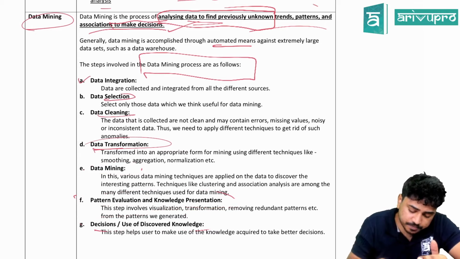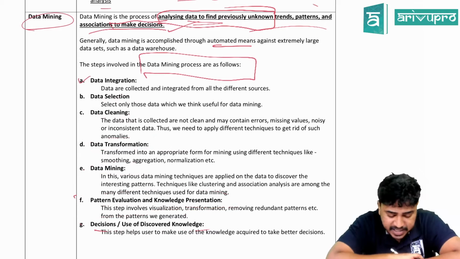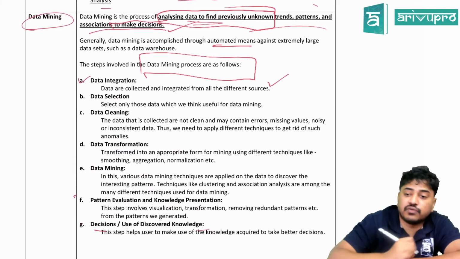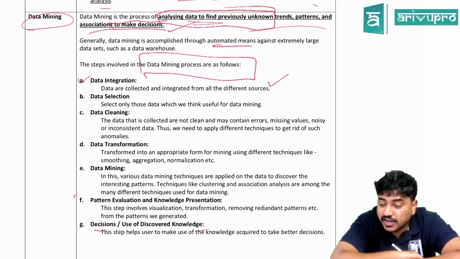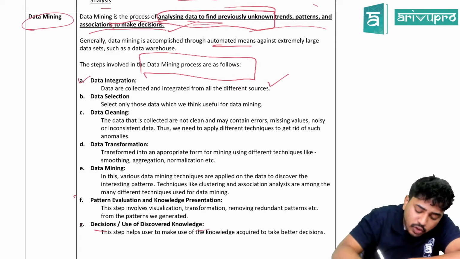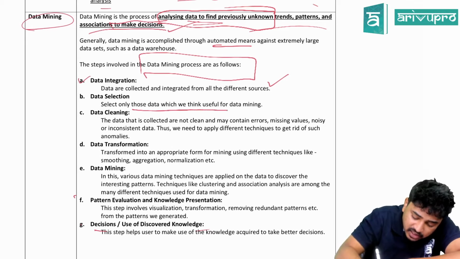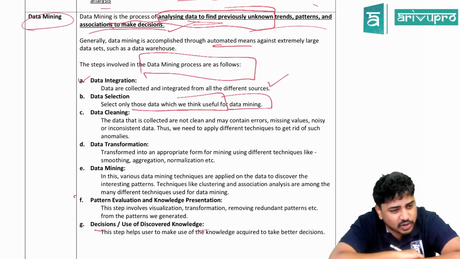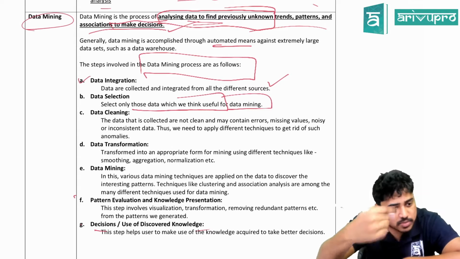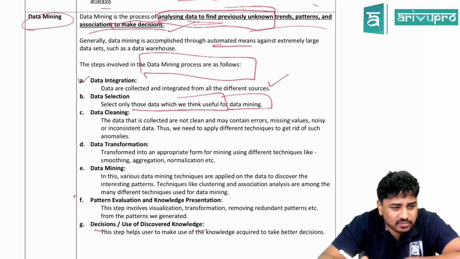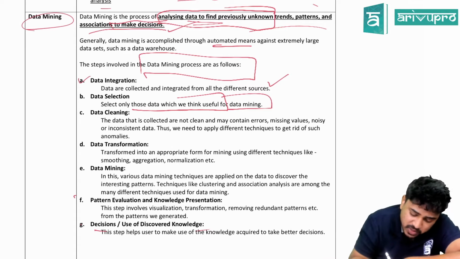Let's see. Now, data integration. Data are collected and integrated from all different sources. Data selection. Select only those data which we think is useful for data mining. Don't analyze everything because while analyzing, system has to run. No? Too much of data, it'll get stuck. So don't do too much.